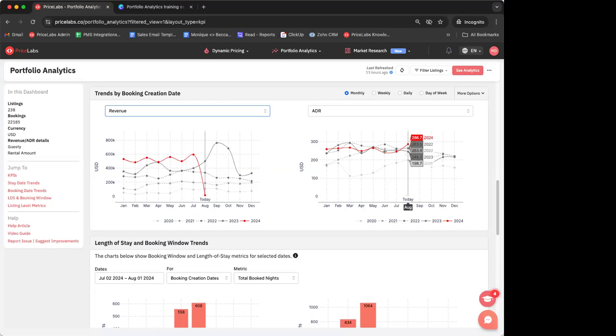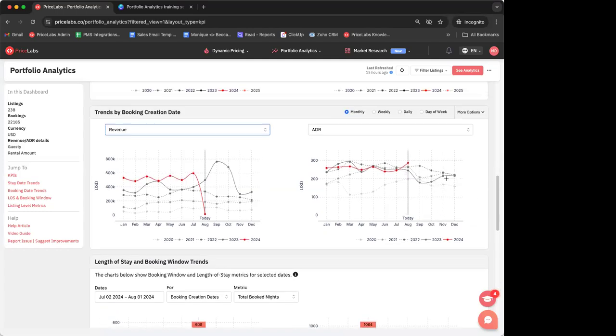Same with ADR, you're able to track how the ADR evolves over time based on when the reservations are made. So is there a certain time period where people are booking that they're paying more for a reservation or paying less for a reservation? This seems pretty stable, although we do see a dip in the summer, which could indicate that people are booking for future dates that are in the off season when prices are a little bit lower. Maybe one thing to look at.